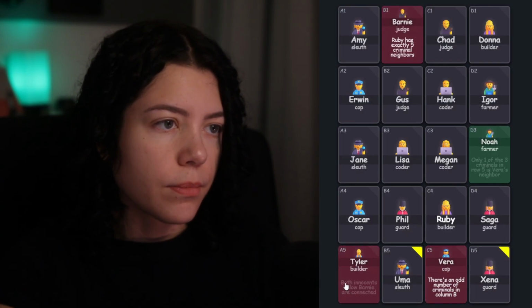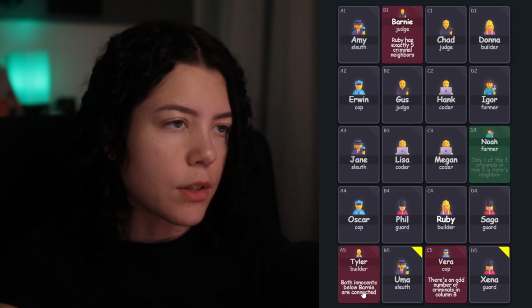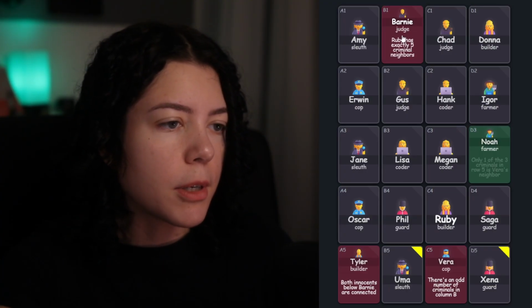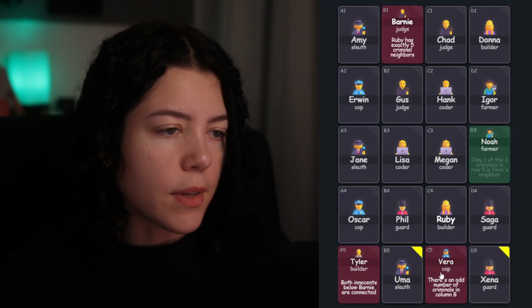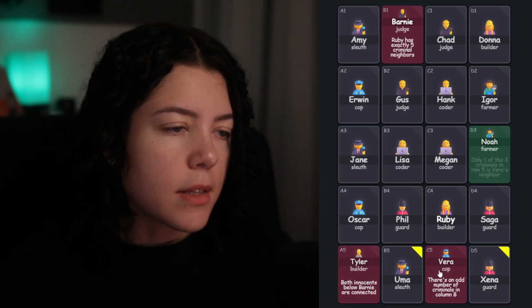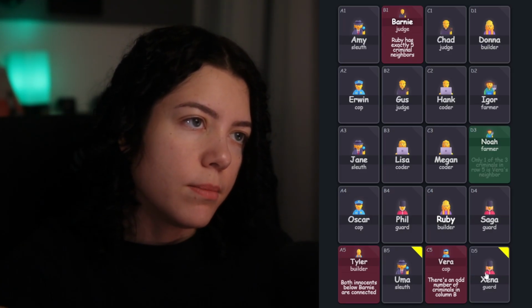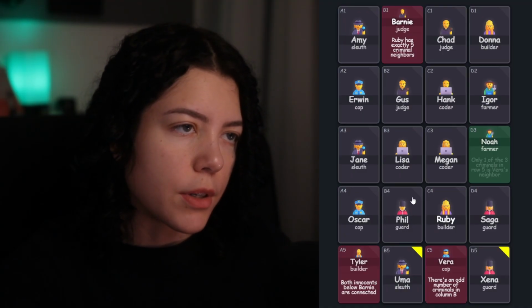Now, let me leave that clue there because it tells us about the instance being connected. And look at Barney's clue. Ruby has exactly 5 criminal neighbors. So Ruby has 1 criminal neighbor here in row 5, that's Vera. The second one is either Uma or Dina, so that's 2. She needs 3 more, right? And there's 4 more people who could be criminals around her.